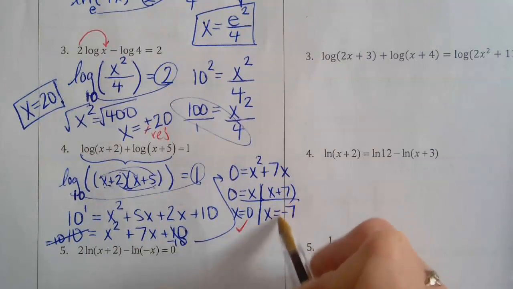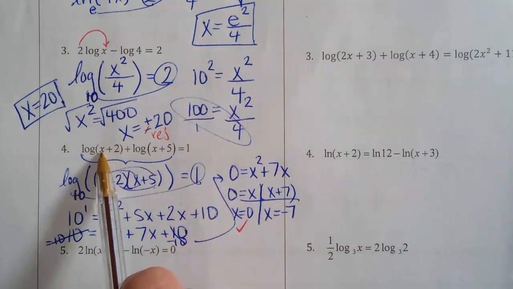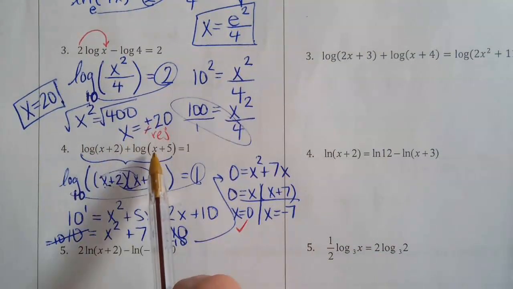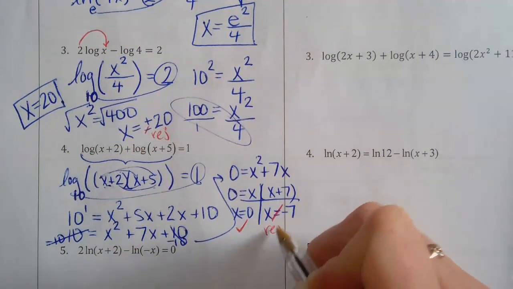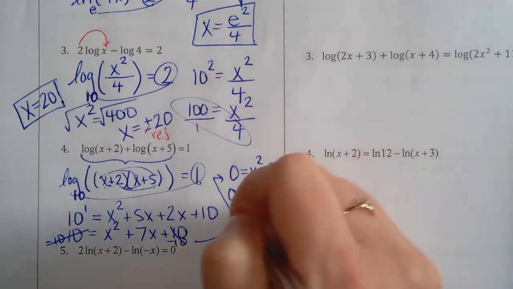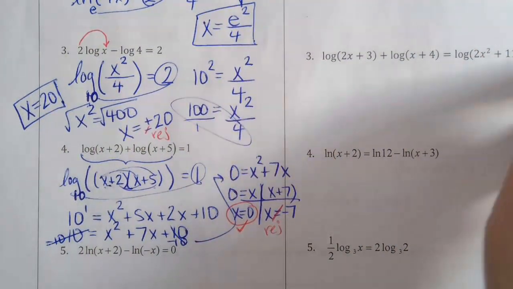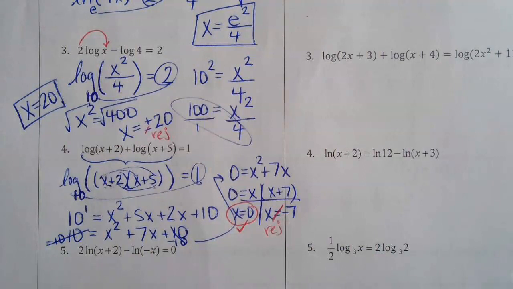But if I put negative 7 in for x, negative 7 plus 2 is negative. Negative 7 plus 5 is still negative. This one's going to reject. I can't take the log of a negative answer. So just 0 becomes my final solution. So that is when there's logs only on one side, we lasso.